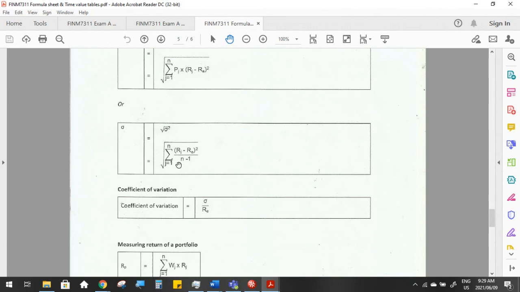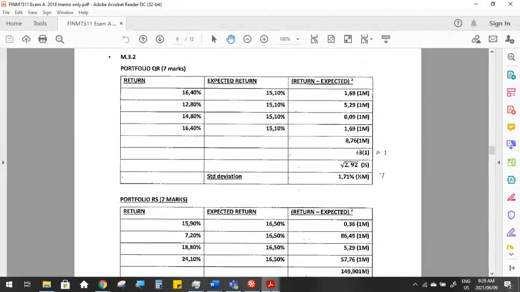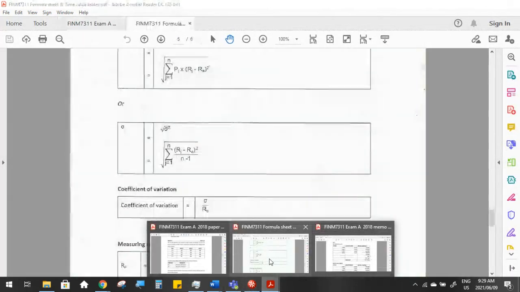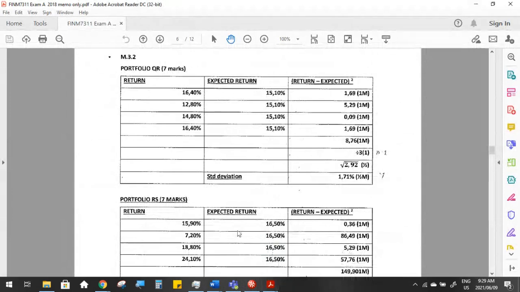Okay. So that's, remember what I said, important at the beginning. You must practice with your formula sheet. So the standard deviation, whoops, where did I go? Standard deviation, I don't know what I did there.